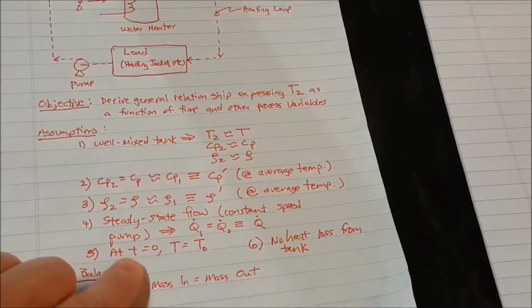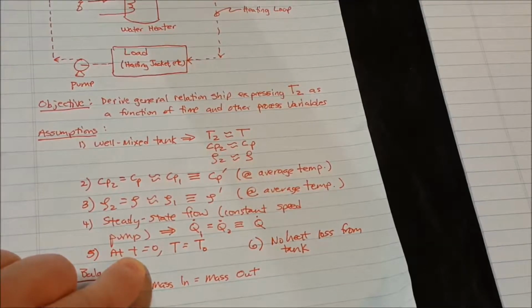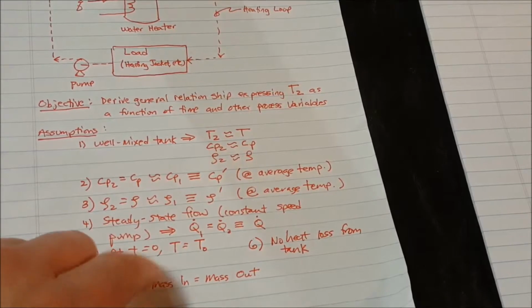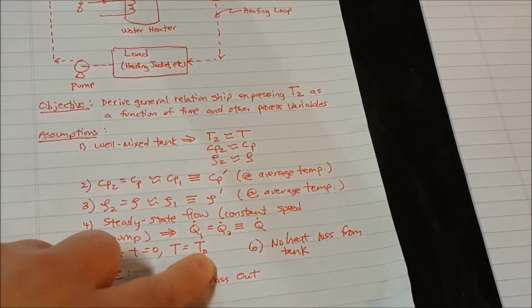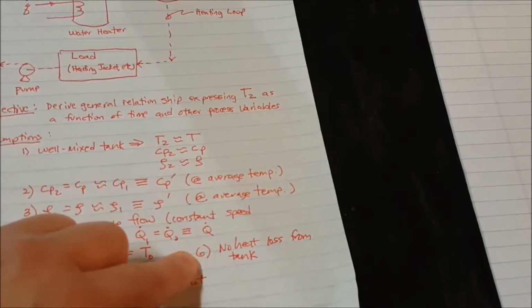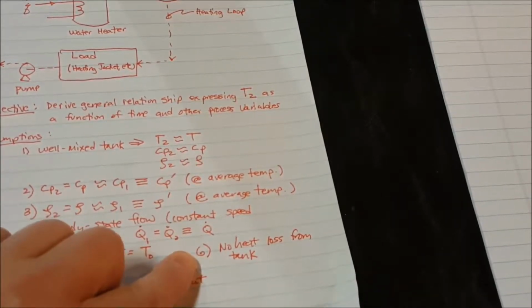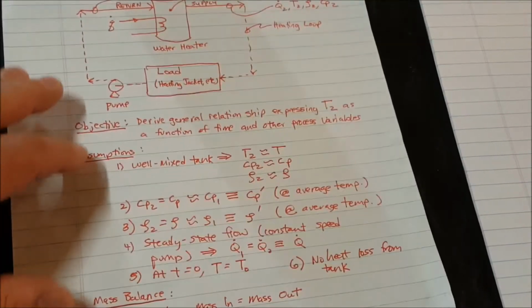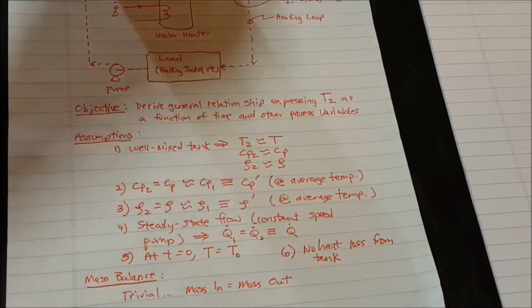Okay, and then the last thing is, well, it's not the last, the initial condition at time 0, the temperature in the tank is going to be some initial value, okay? And then I forgot little number 6 over here, no heat losses from the tank. That's reasonable because you can insulate a tank and prevent heat losses.